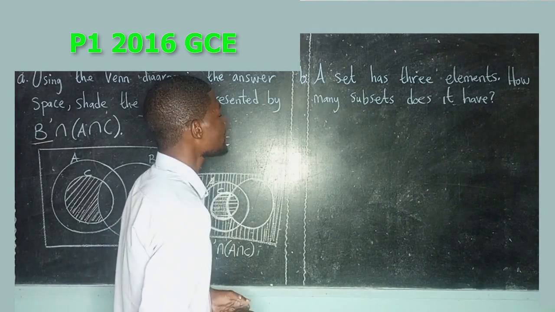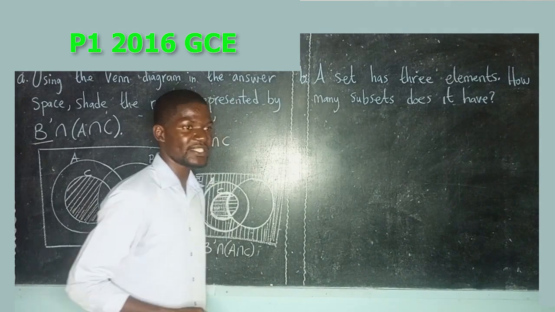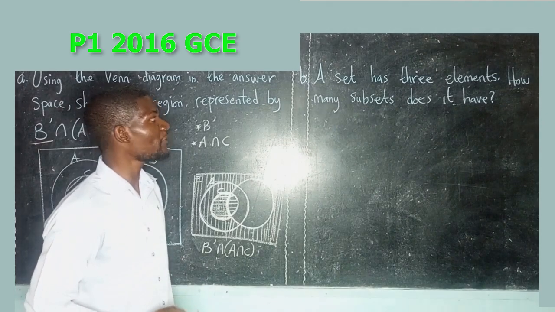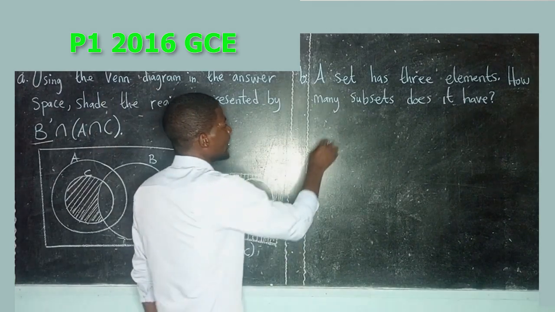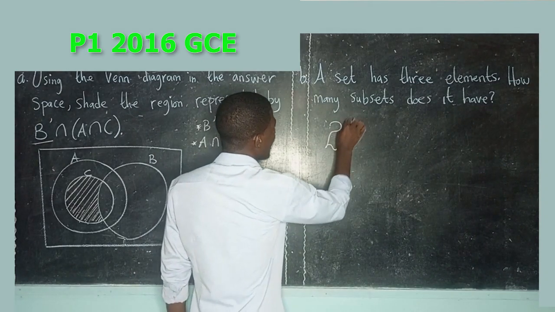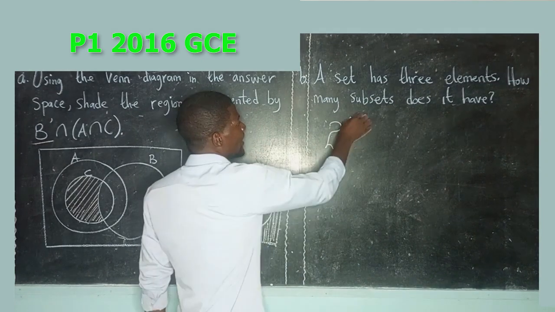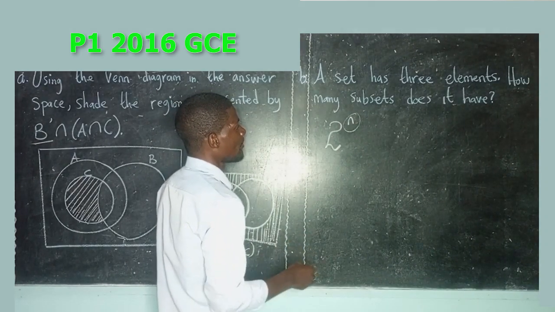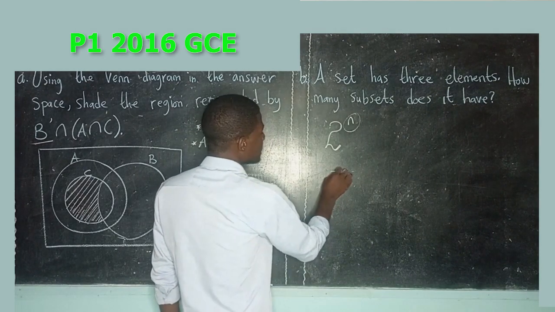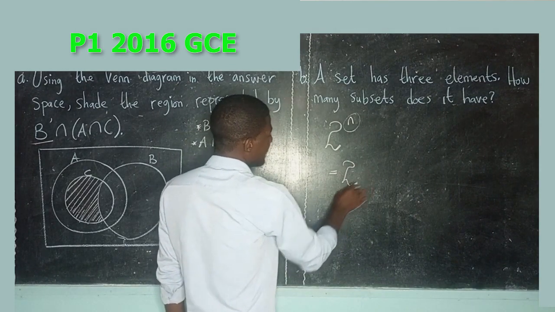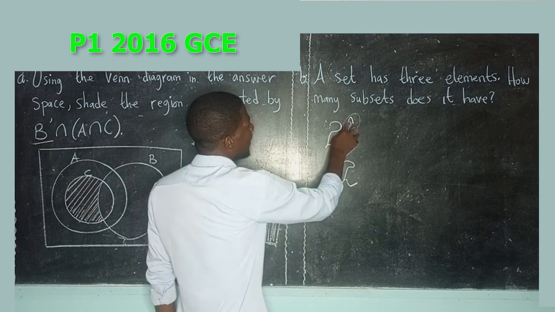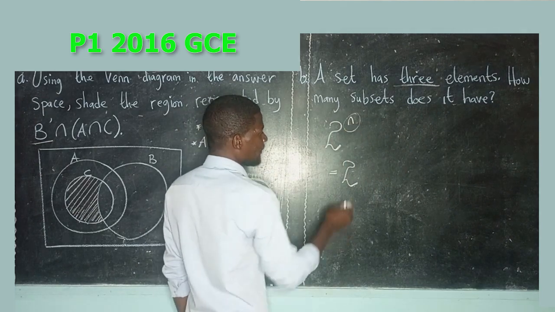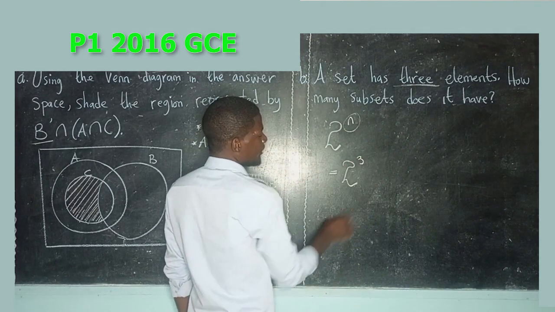When it comes to finding the number of subsets, when you are given a number of elements, there is a simple formula that we use, and that formula is simply 2 to the power n, where n represents the number of elements which you are given. So we are going to use the same formula, 2 to the power 3 elements. Remember, n represents the number of elements, so that is to the power 3.